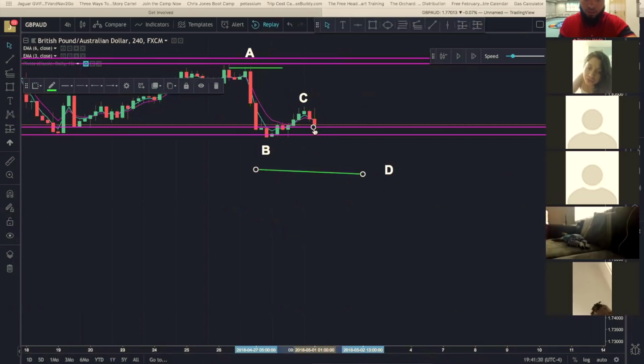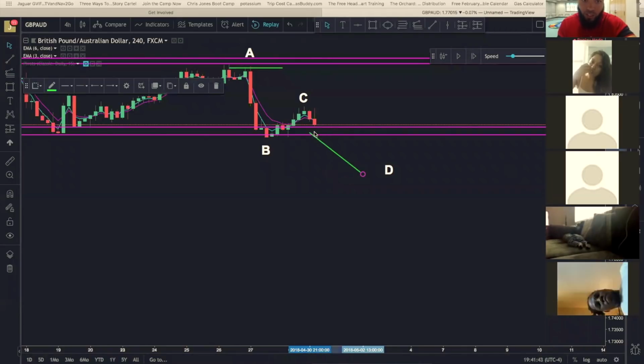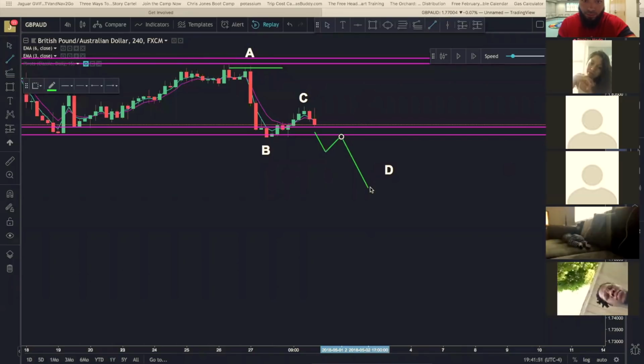But we had a zone, so we want to be careful. But you could take the sell right here and write it on down, or if you want to be more conservative, then wait for it to come out of here, pull back, and then drop.